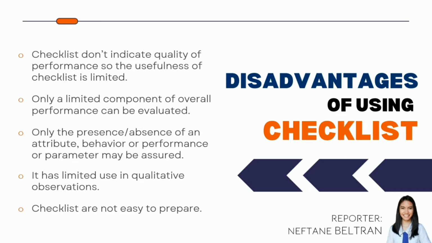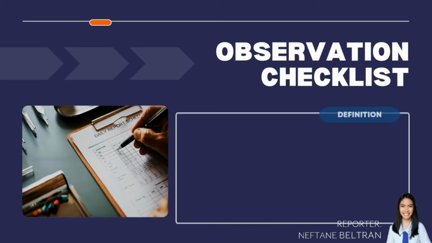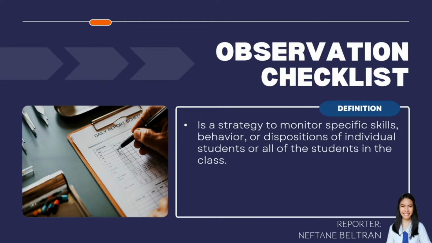And now let's proceed to observation checklist. So what is observation checklist? So by definition, it is a strategy to monitor specific skills, behavior, or dispositions of individual students or all of the students in the class.